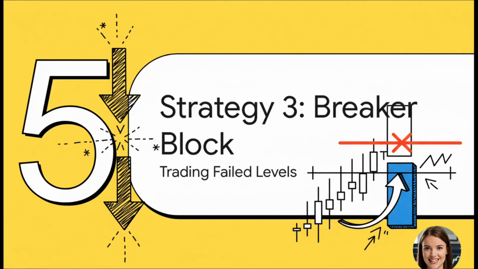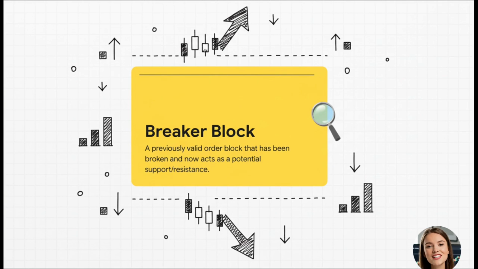So what happens when a perfect-looking order block just fails? Does it just become useless noise on the chart? Do we forget about it? No way. That brings us to our third and final strategy, the breaker block. A breaker block is quite simply a valid order block that got smashed. Price just went right through it.